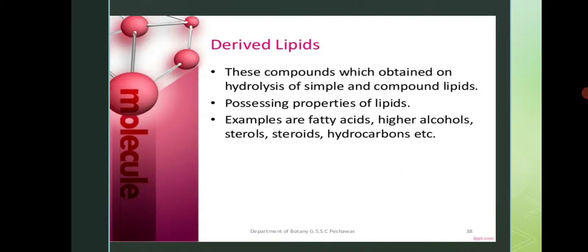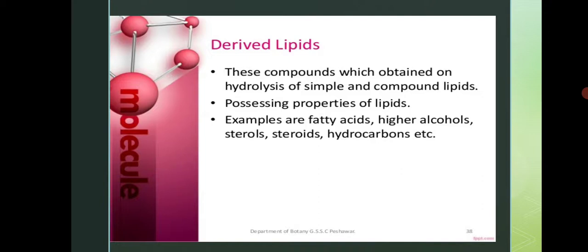These lipids are obtained on the hydrolysis of simple and compound lipids. ठीक है, अगर simple या compound lipids का hydrolysis हो तो जो प्रोडक्ट हमें मिलेगा, that product is known as derived lipids. Means we can say that derived lipid is obtained from the simple and compound lipids. Okay, and they possess the properties of lipids.